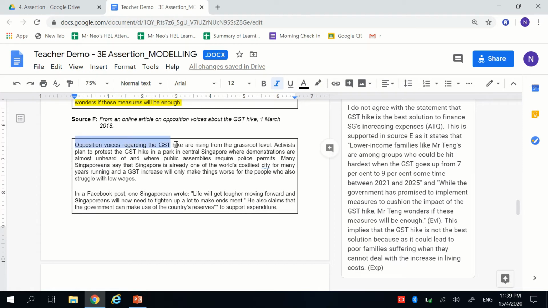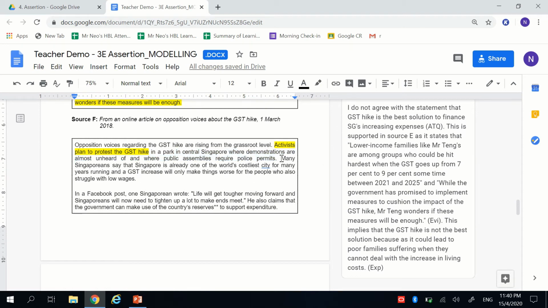Opposition voices regarding the GST hike are rising from the grassroots level. Grassroots level means people on the ground. So your individual Singaporeans like you and me. So people are opposing this. There are activists that plan to protest the GST hike. When you're protesting, it means that you're against the hike, right? This is in a park in central Singapore where demonstrations are unheard of and the public assemblies require police permits. This is at a place called Hong Lim Park. You can search for this separately. It is the only place in Singapore where you are permitted to carry out demonstrations or protests.